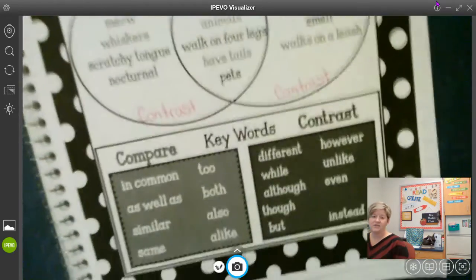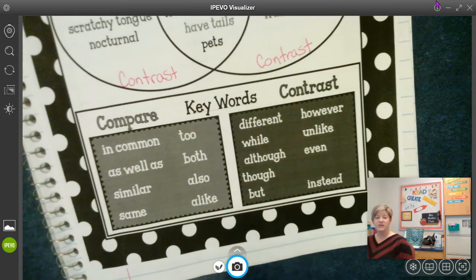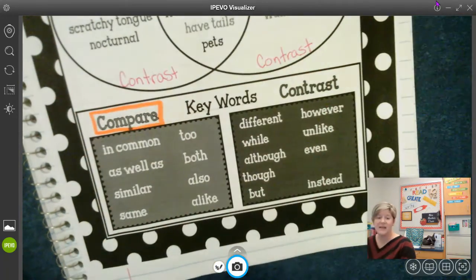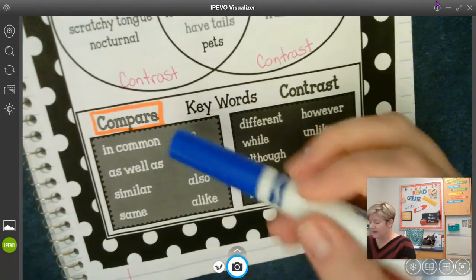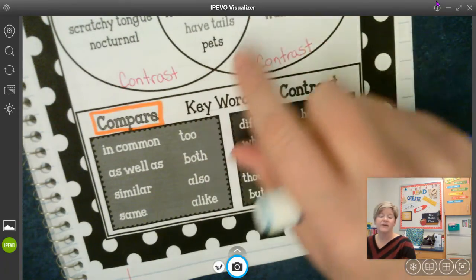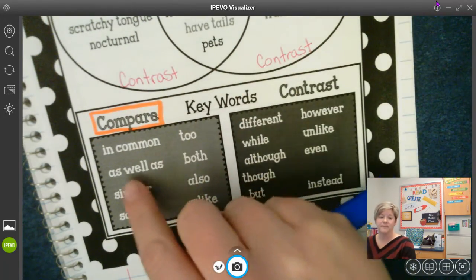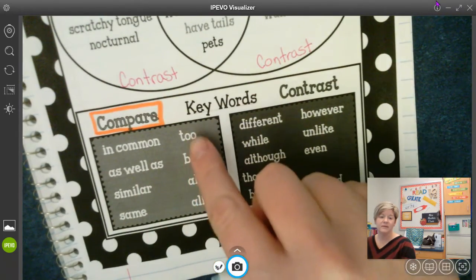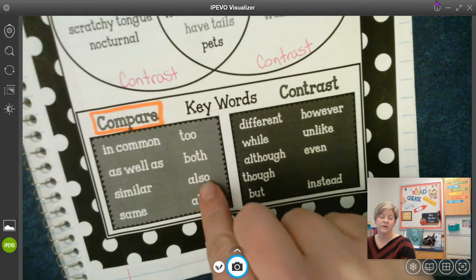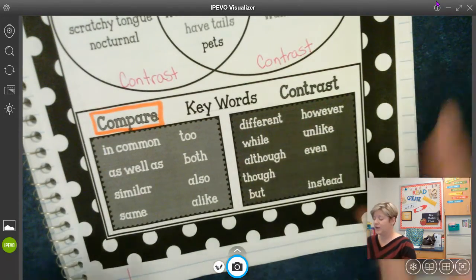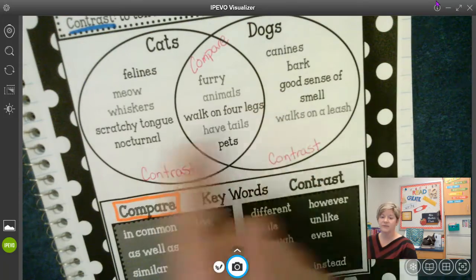When we compare and contrast, there are some words that go with each one of them. So if you're looking how two things are the same, you might use words like what they have in common. So cats and dogs have pets in common, as well as similar, same, to, both, also, and alike. So these are all words that you can use in a sentence when you are comparing two different things.